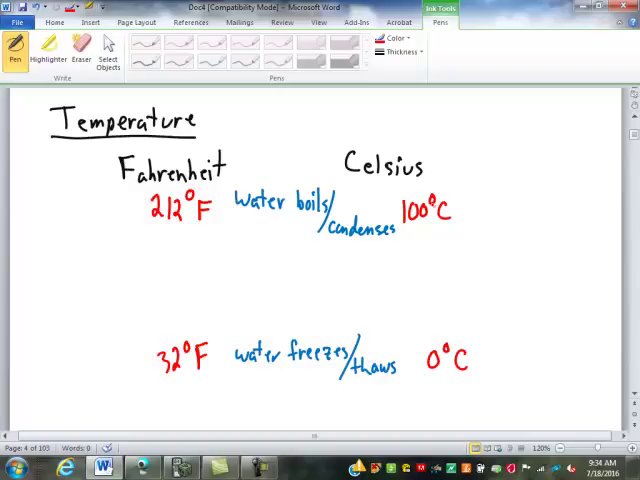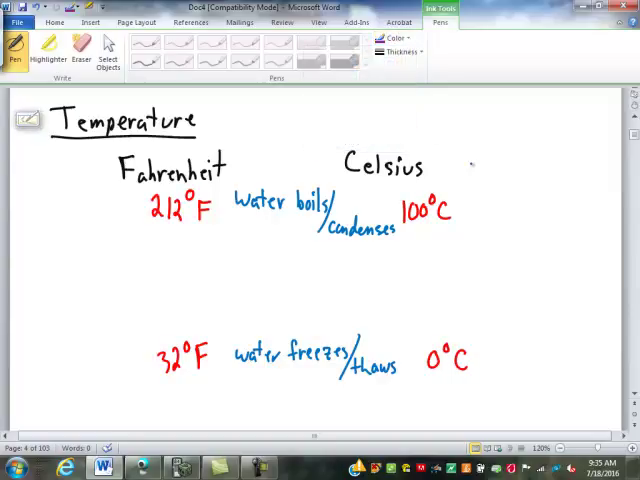At one point, they actually started calling Celsius the centigrade scale. Centi means 100, grade means division. It's because it's in 100 divisions. They called it centigrade. You still hear that every now and then. They'll say something that's 30 degrees centigrade, that's 30 degrees Celsius.